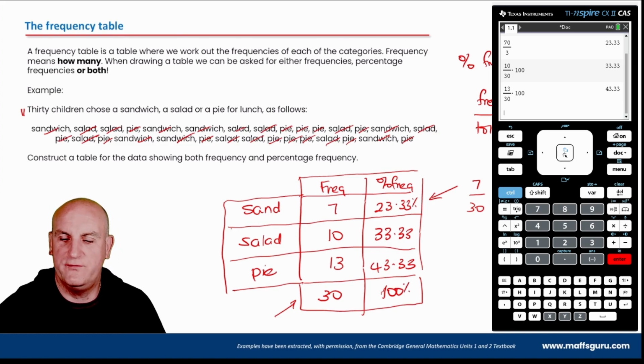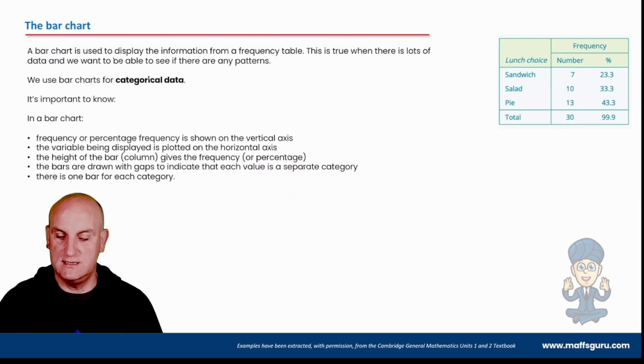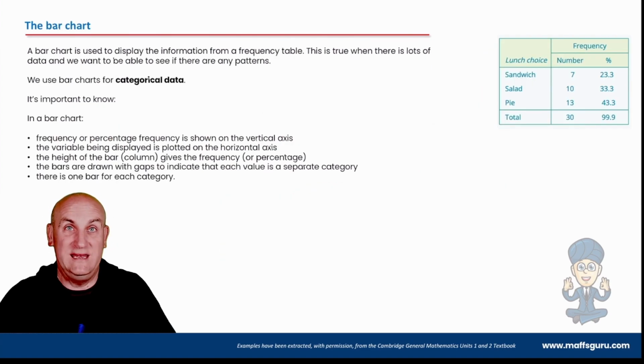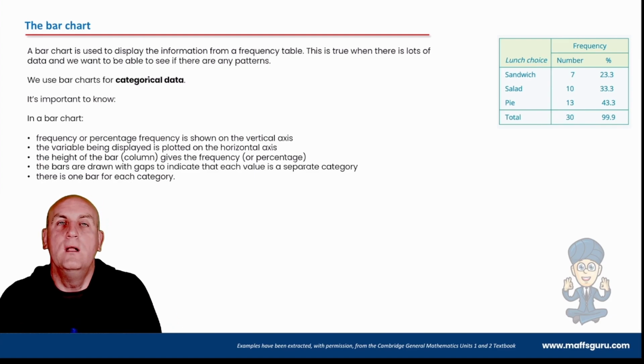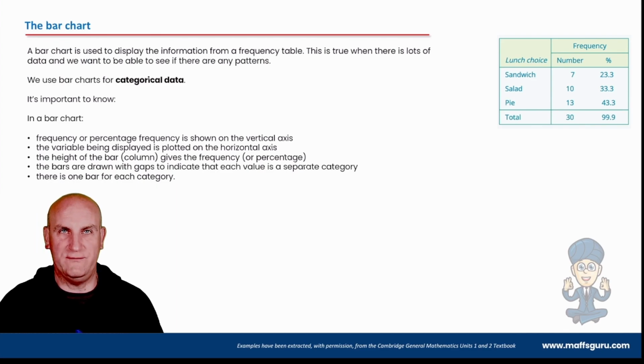I've got my table of information. What does it want me to do now? Well, it says construct a table for the data showing both frequency and percentage frequency. Ka-ching! Now, having got that table, in many cases, sometimes that's just going to be awesome. Thank you very much, I'm done. You may be asked to draw that in some sort of graphical way.